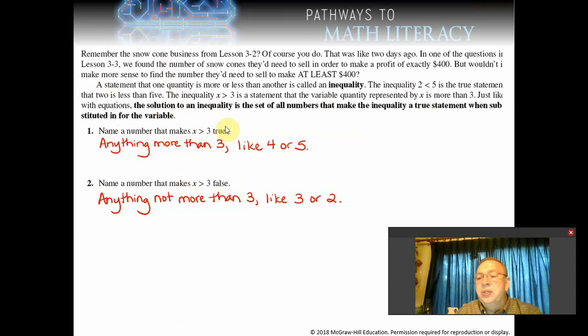You remember the true statements and the false statements. 0 is that, so let's pick 0. Is 0 greater than 3? No, that would be a false statement for x equal to 3. But other ones like 4, 5, 6 would work. How about 3? 3 would not work because 3 is not bigger than 3. If we had the equality here, greater than or equal to, then we could use 3. 3 is greater than or equal to 3. Name a number that makes x greater than 3 false. Well, 3 would also make it false because 3 is not bigger than 3.